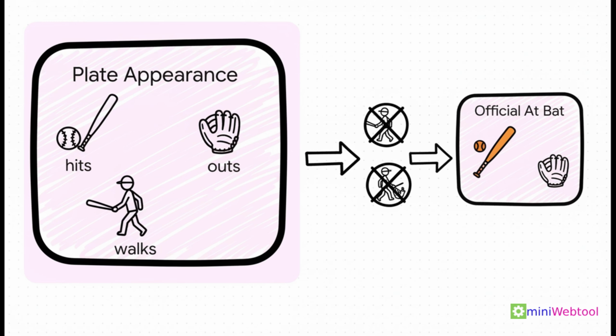Okay, so here is the absolute key to understanding everything. We have to know the difference between a plate appearance and an official at-bat. A plate appearance is basically any time a batter finishes a turn at the plate. But an at-bat? Well, that's a special type of plate appearance, and there are some really important exceptions.